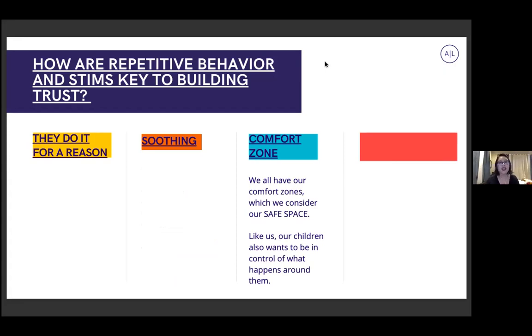Just like any of the other points that I've told you, we all have our own comfort zones, which we consider our safe space. Like us, our children also want to be in control of what happens around them. Of course, who doesn't want predictability in life, right? There are also people who want to know what would happen in their future, and in that way, you could prepare for what you think is going to happen.